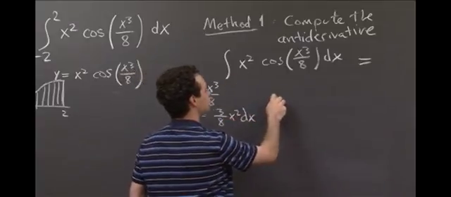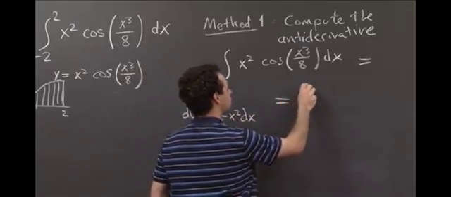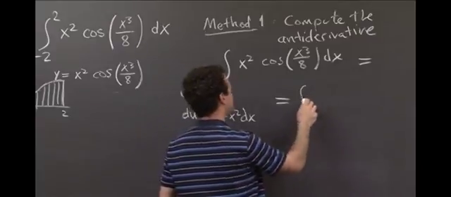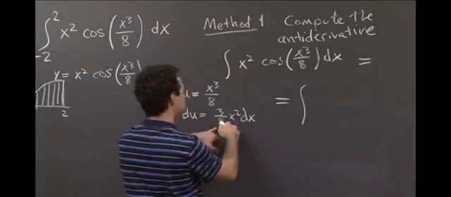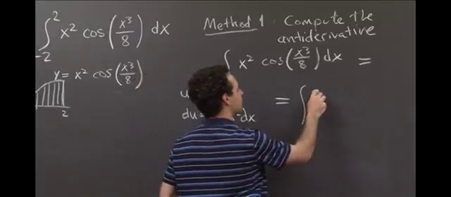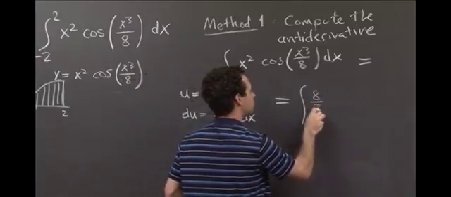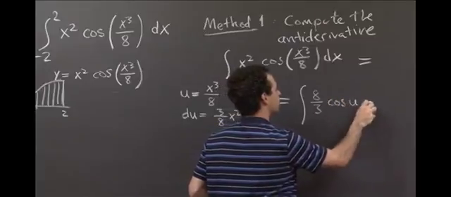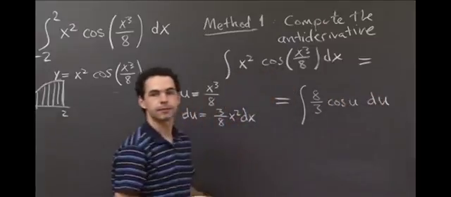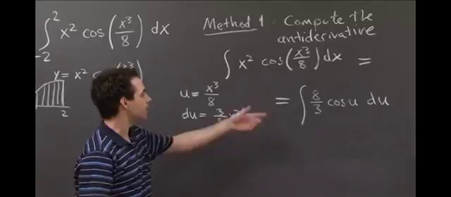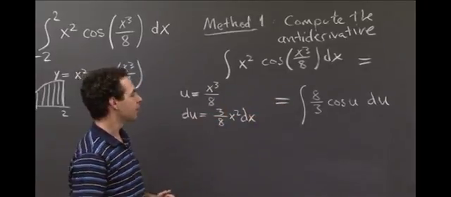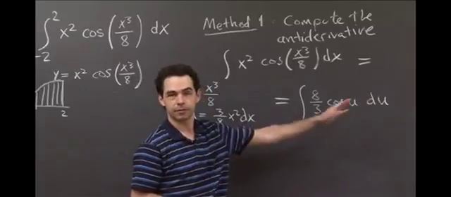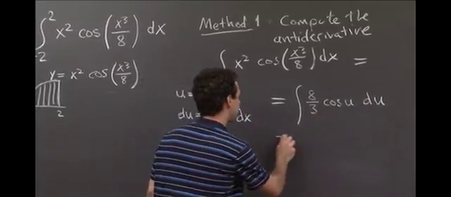And so this integral is equal to the integral of, well, x squared dx we have that, so we need to multiply and divide by 3/8. So this is 8/3 cosine of u du. All right? And now the 8/3 is just a constant, so that pulls out in front. That's not hard. Then the antiderivative of cosine u du is something we know.